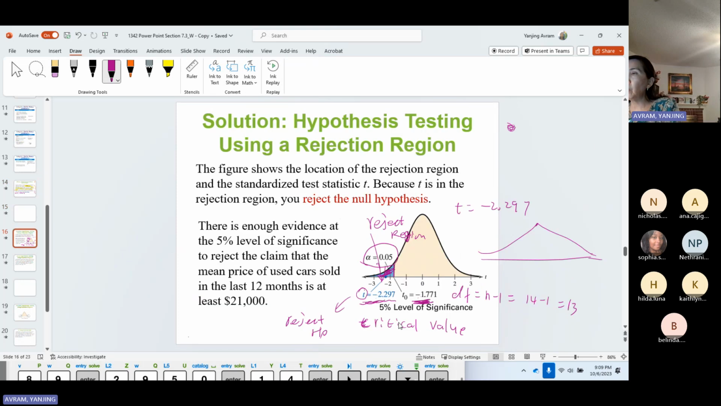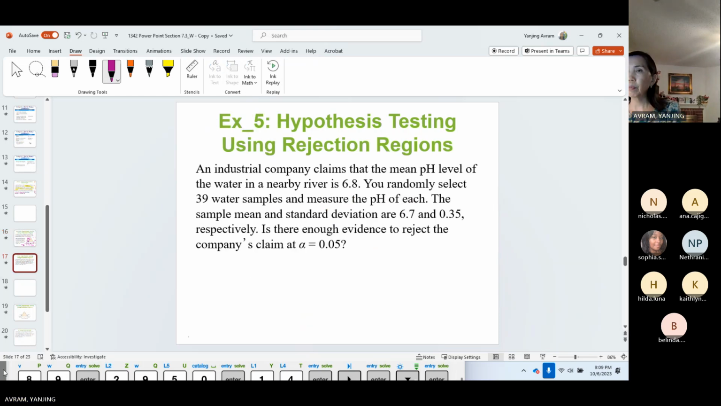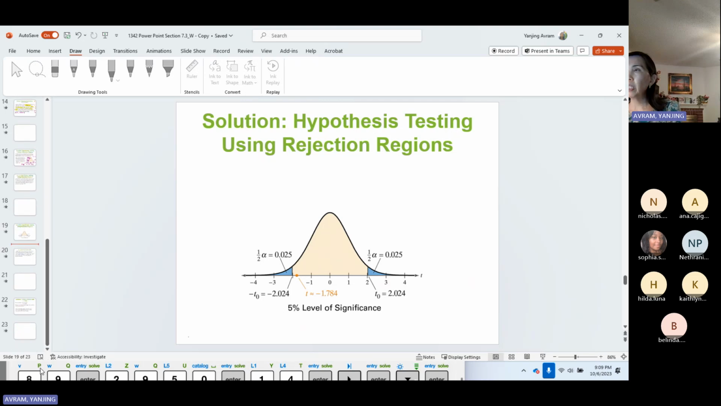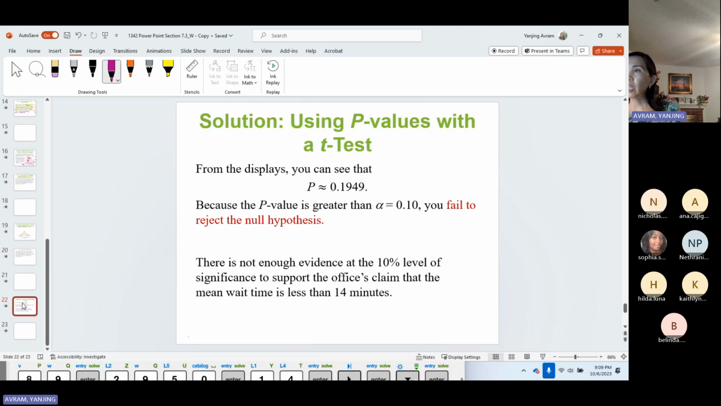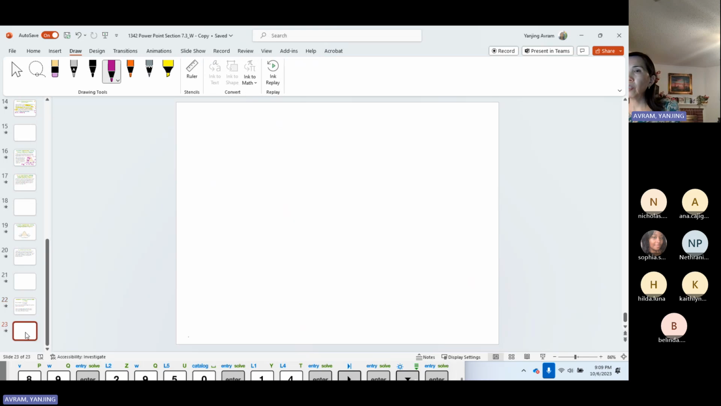And another way to decide whether to reject or not reject is to compare the z-score or the t value. You use the alpha and the degrees of freedom to find the critical value, and then find the rejection region. If your t value is inside the rejection region, that means you reject the null hypothesis. So that is another way to do this. Basically, that is pretty much it for this section, using the p-value.